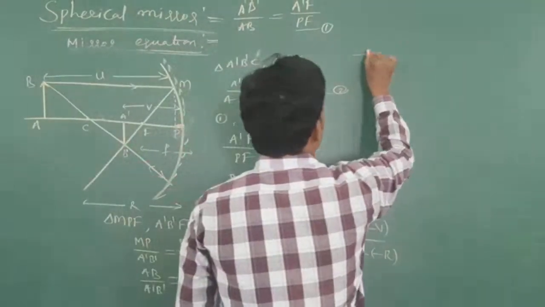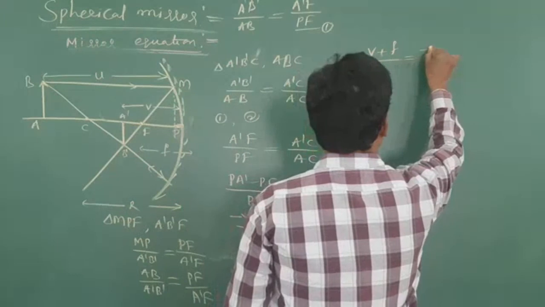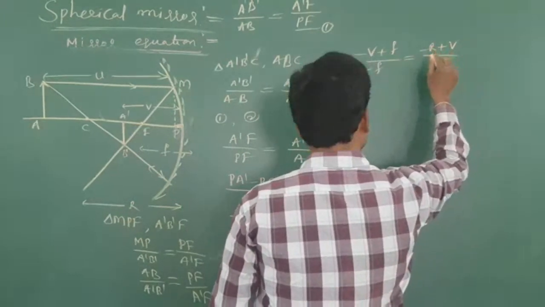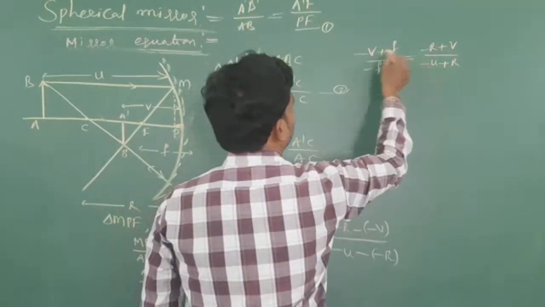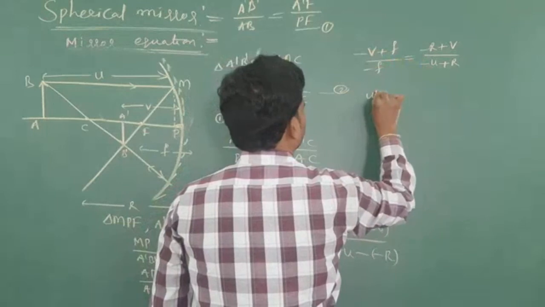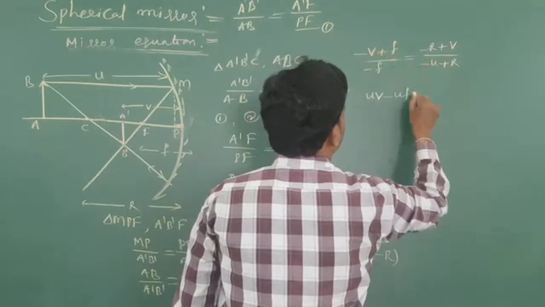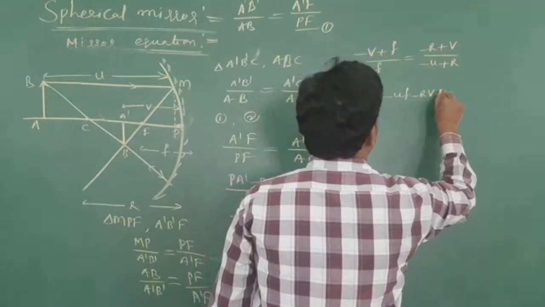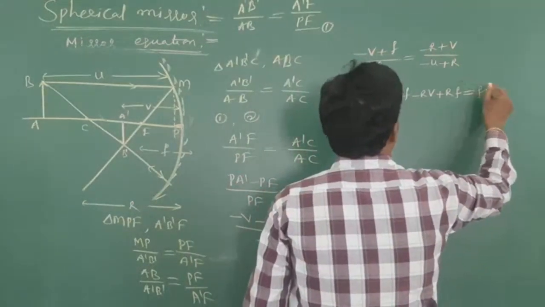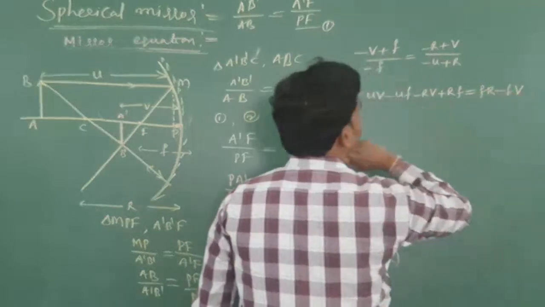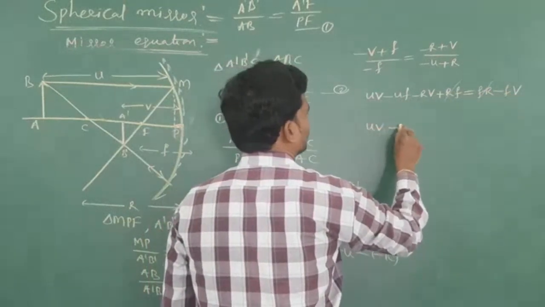Let me do it fast. Minus V plus F by F equals minus R plus V by minus U plus R. Do some cross multiplications. Minus into minus U, see, UV minus UF minus RV plus RF is equal to minus into minus plus FR minus FV. FR, RF, FR cancelled.